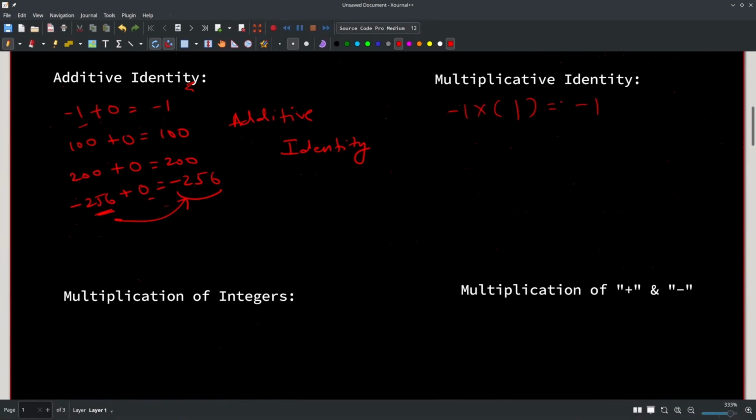So the multiplicative identity states that any number, any integer, when multiplied with 1 will result in itself. So you have 200 multiplied with 1, you're going to get 200 again. Let's say 256 multiplied with 1, you're going to get 256. Minus 2014 into 1 is going to result in -2014. So that is your multiplicative identity.